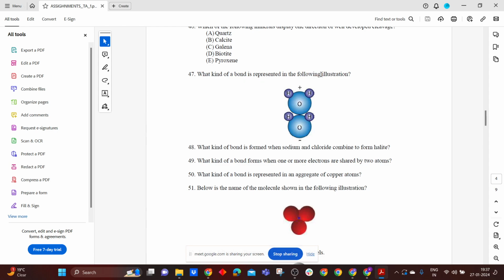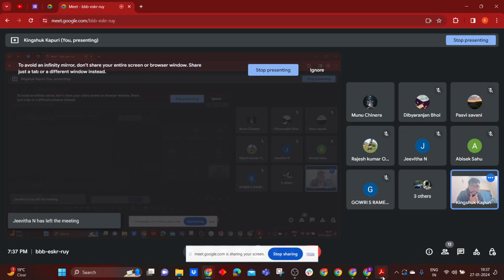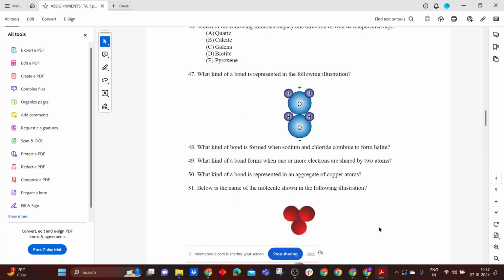What kind of bond will it form? Covalent. No. Sorry. Dipole bond. Yes, dipole. You are actually going towards the answer. Hydrogen bond. It's a hydrogen bond, but who is telling me hydrogen bond? Please tell your name. Jivita. Okay, Jivita, you are correct. It is a hydrogen bond.